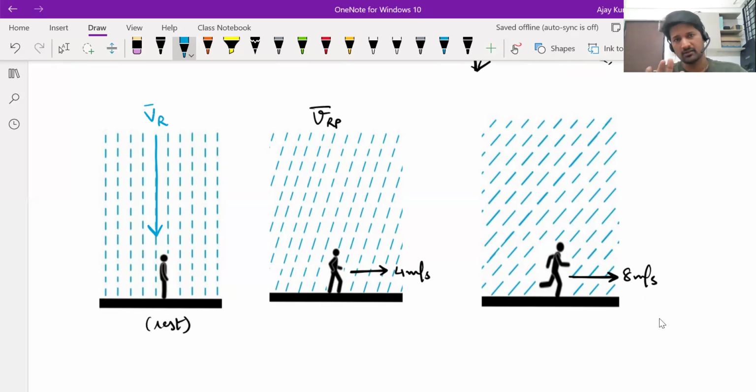When the person is at rest, the rain will appear to fall vertically downward only. But when the person moves forward with some speed, then the velocity of rain with respect to the person will be at an angle like this. When the person moves forward with an even greater speed, then the velocity of rain with respect to the person will be at a greater angle like this. This is also relative only.